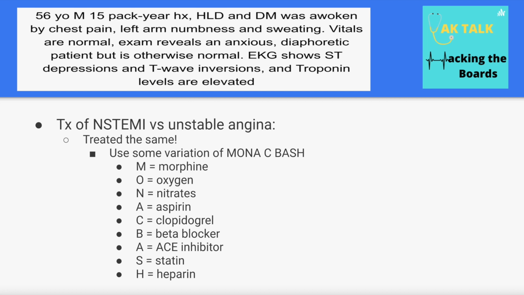Oh, Yakov, you sneaky guy. This is a trick question because there is no difference. Unstable angina and NSTEMI are both treated the same, and you can remember how they're treated with the classic mnemonic MONA C BASH. So that is M for morphine, O for oxygen, N for nitroglycerin, A for aspirin, C for clopidogrel, B for beta blocker, A for ACE inhibitor, S for statin, and H for heparin. You won't always give all of these, but it's a good guideline for exams.